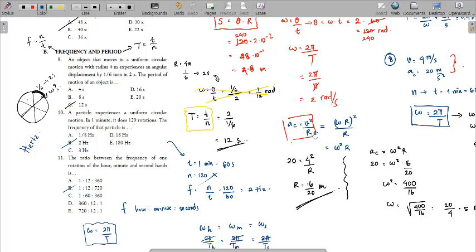I didn't write the information like v equals linear speed, omega is angular speed, period is T. You will write it on your own.